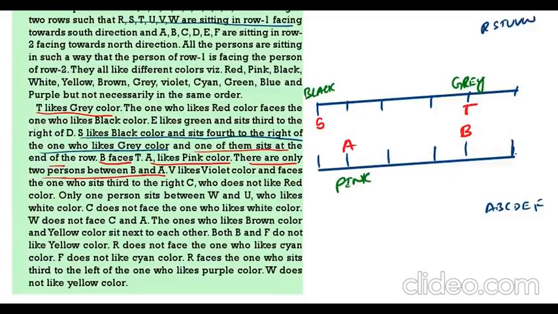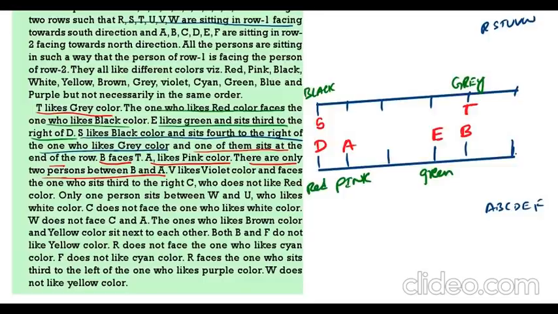A is liking pink color. The one who likes red color faces the one who likes black color. So opposite black we will get red. Then E likes green color and sits third to the right of D. Since E and D both are north facing, write down D here. D right third we will get which person? E. E likes which color? Green. E is liking green color.